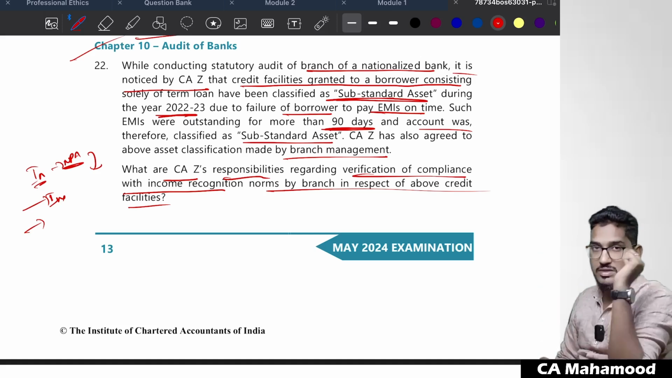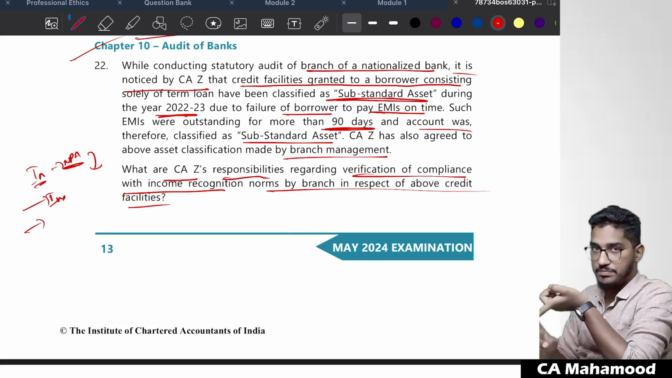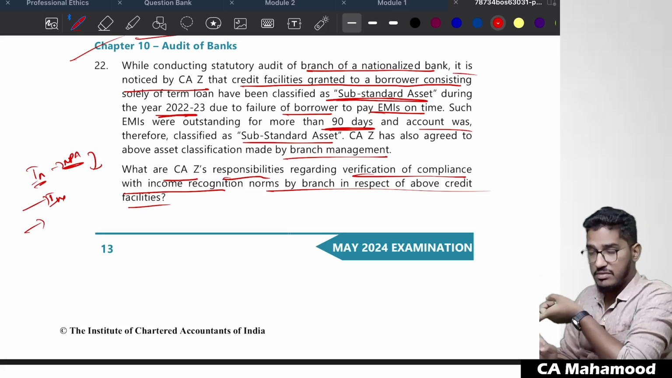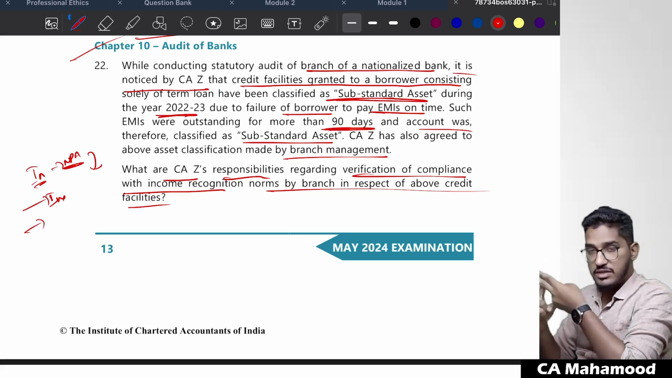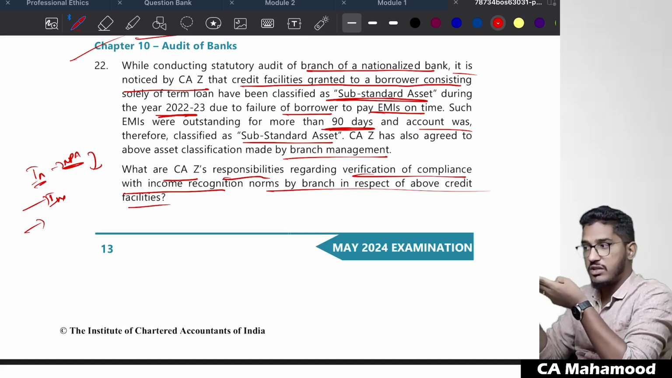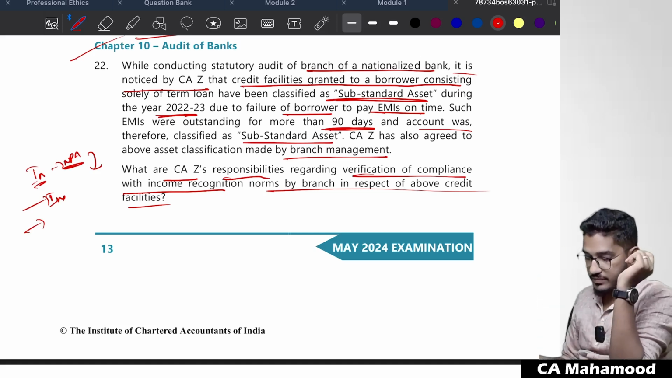So just write these 3 points in an elaborated manner. Stop accruing the income, recognize only on cash basis. Whatever interest income that is recognized but not yet realized, reverse it. Whatever other income in respect of that asset, recognized but not yet realized, that also you have to reverse it.